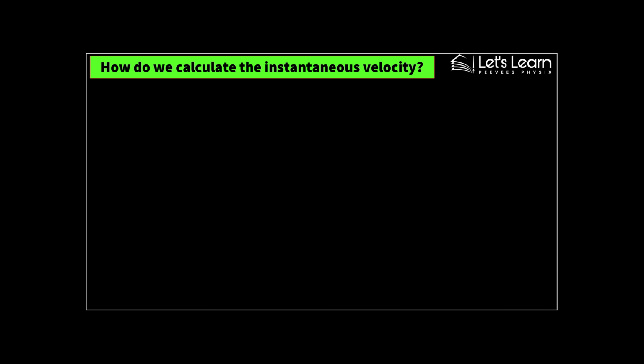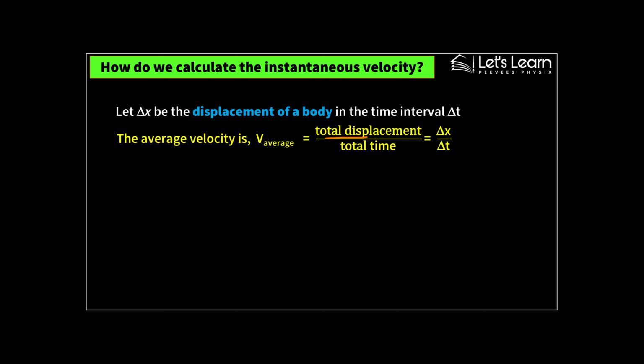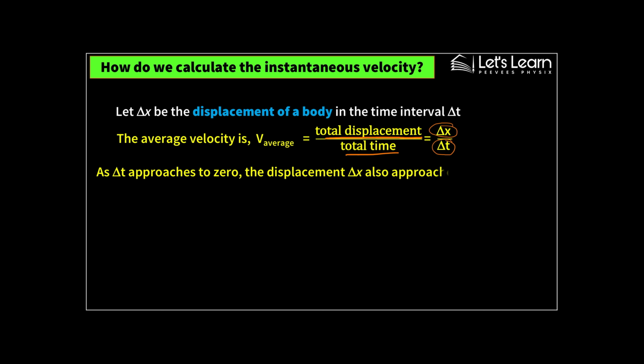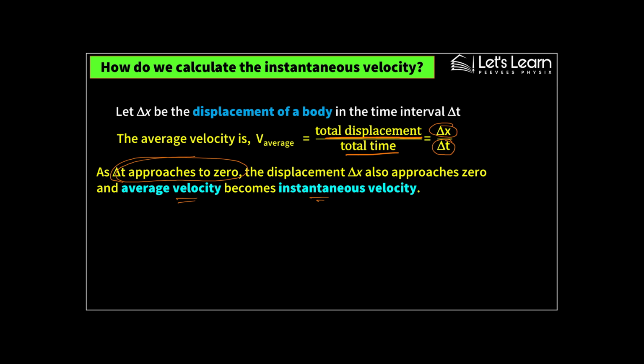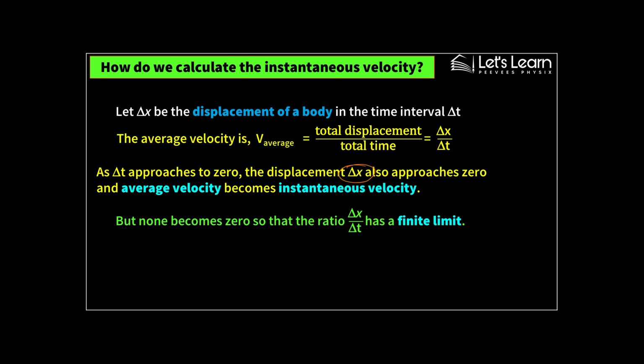Now, how do we calculate the instantaneous speed or instantaneous velocity? We know the average velocity is total displacement divided by total time. Normally, total displacement we denote with the letter delta x, total time interval delta t. And I told you the average velocity becomes instantaneous velocity when the time interval approaches 0, becomes so close to 0, not equal to 0. Then we know displacement also becomes very close to 0, but not 0. So what I said is delta x doesn't become 0, delta t also doesn't become 0.